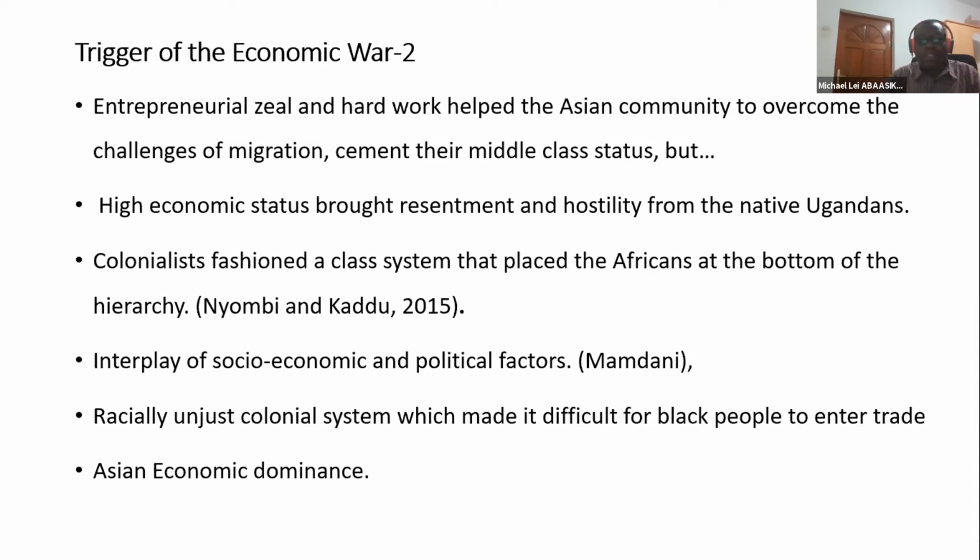There was a racially unjust colonial system which made it difficult for blacks to enter the trade. The blacks could not access the trade arena to compete favorably because of all these other injustices that were working against them to shut them down. Therefore, this also brought in the economic war. Of course, lastly, the Asian economic dominance. They had all the power. They had all the trade. Africans were only working as shopkeepers, and those owners were the Asians. So this also escalated the economic war.